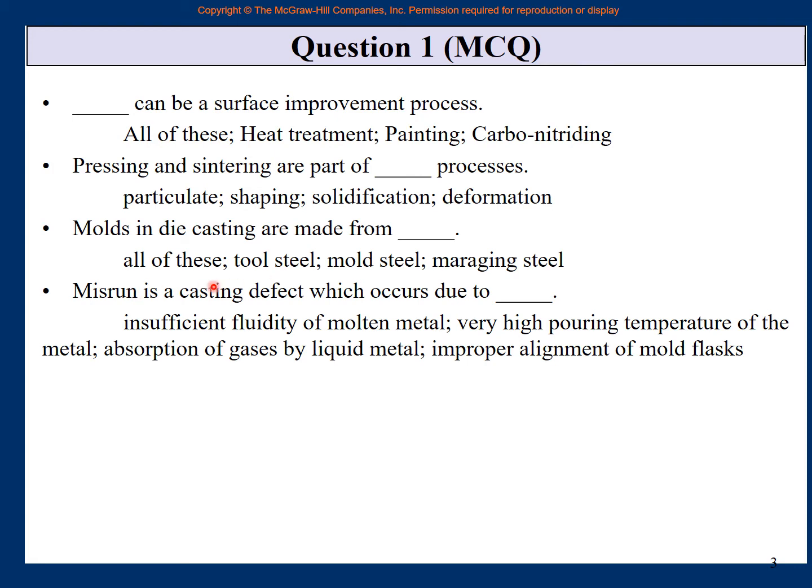Misrun is a casting defect which occurs due to this. Now this of course is part of the read yourself exercises, right? The defects in casting we left for you, but I made detailed slides for you. Insufficient fluidity of the molten metal, very high pouring temperature of the metal, absorption of gases by liquid metal, improper alignment of mold flasks. These are all reasons for different types of defects in casting.